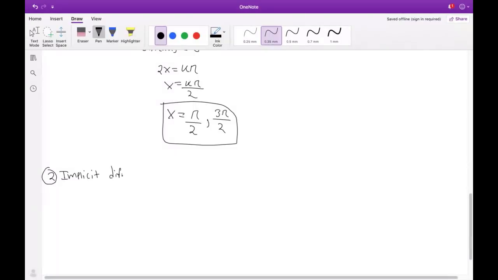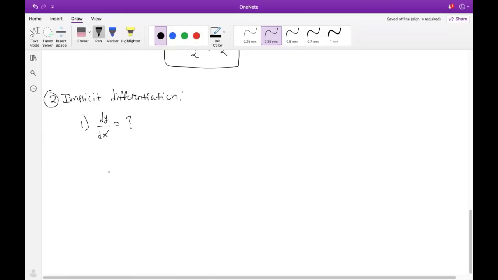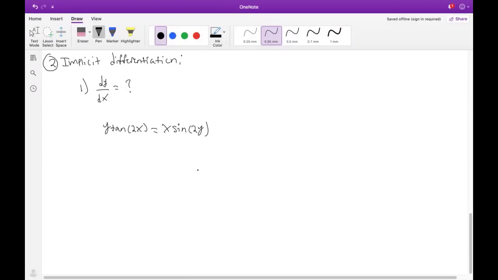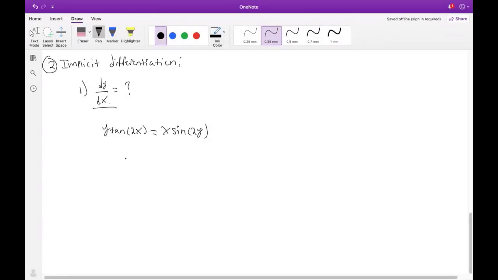There were some students who came into peer tutoring who were having trouble with this, so I'll go over a couple of good problems for this. Okay, so the first one, it's just going to be find basically what is dy over dx equal to. And the function will be y tangent of 2x equals x sine of 2y. And remember, when you're taking the derivative of all this, it's in terms of x.